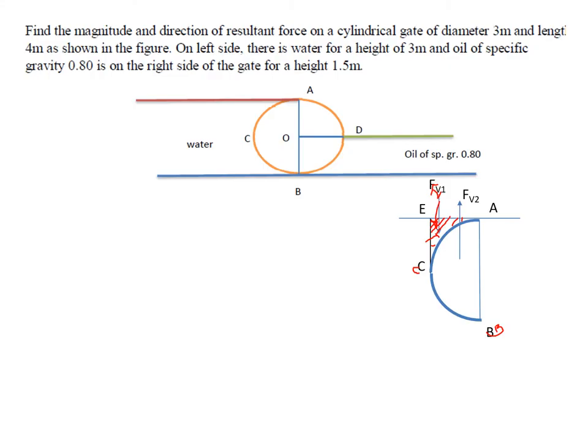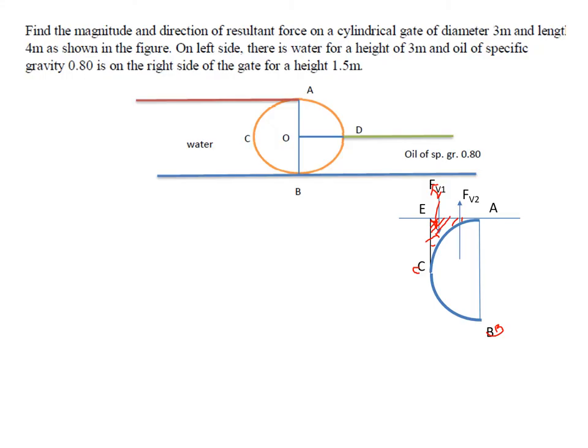In order to find the total, first we took the weight of the liquid over the entire surface, acting upwards. If you take this as plus, then this will be minus. That means you are deducting this much area out of the total area. So what happens to the area? The only area that remains is the semicircular area.